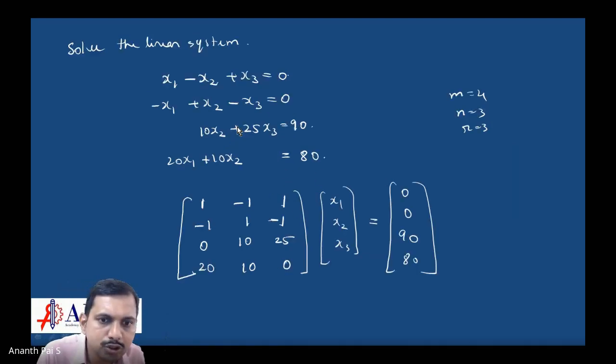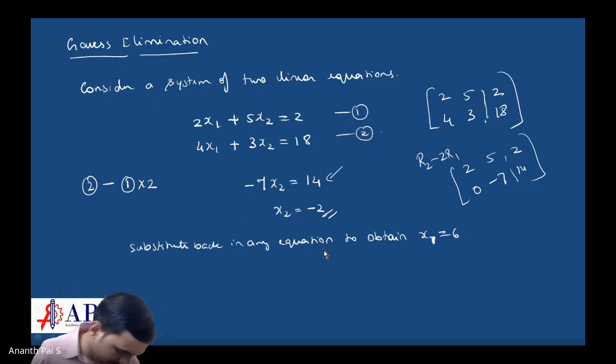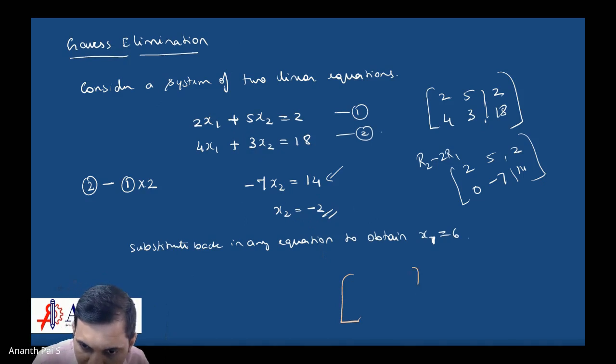Now, if you want to solve here, what we do is, we write 2, 5, and then 2 here. Okay, this is the augmented matrix, all right? So you have 2, 5, 2, 4, 3, 18. We write it here. Then what you do?